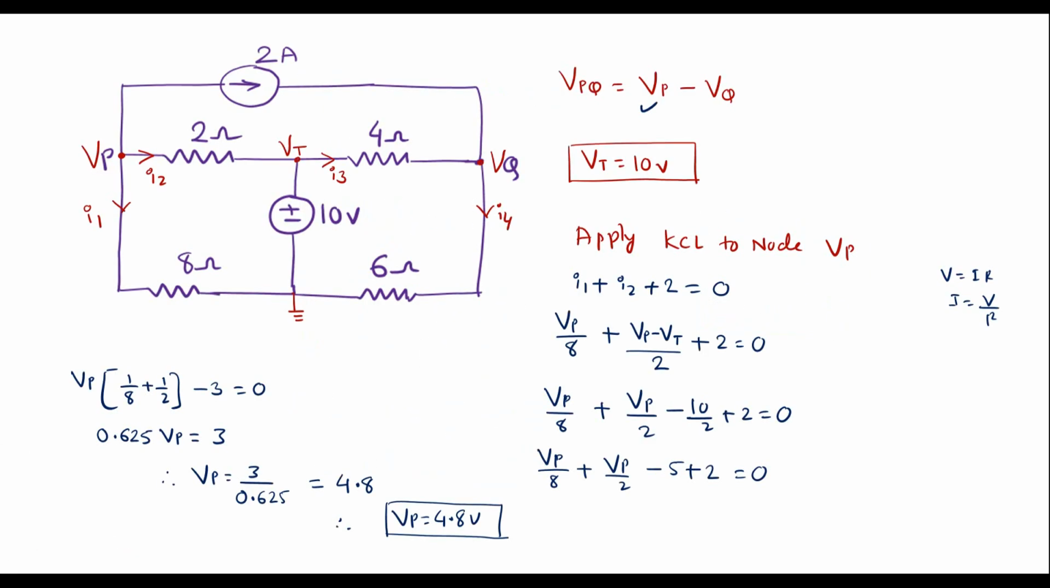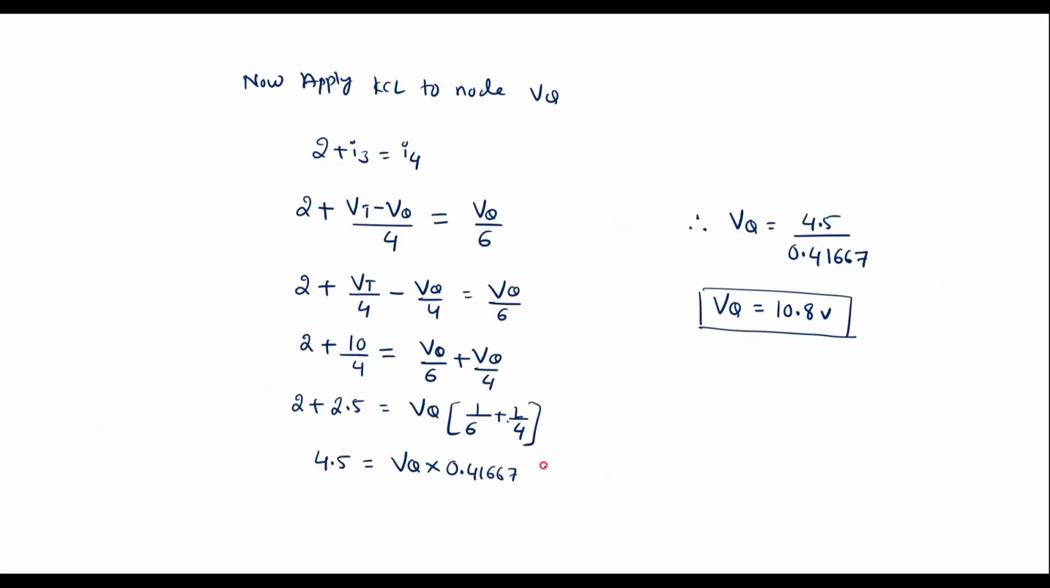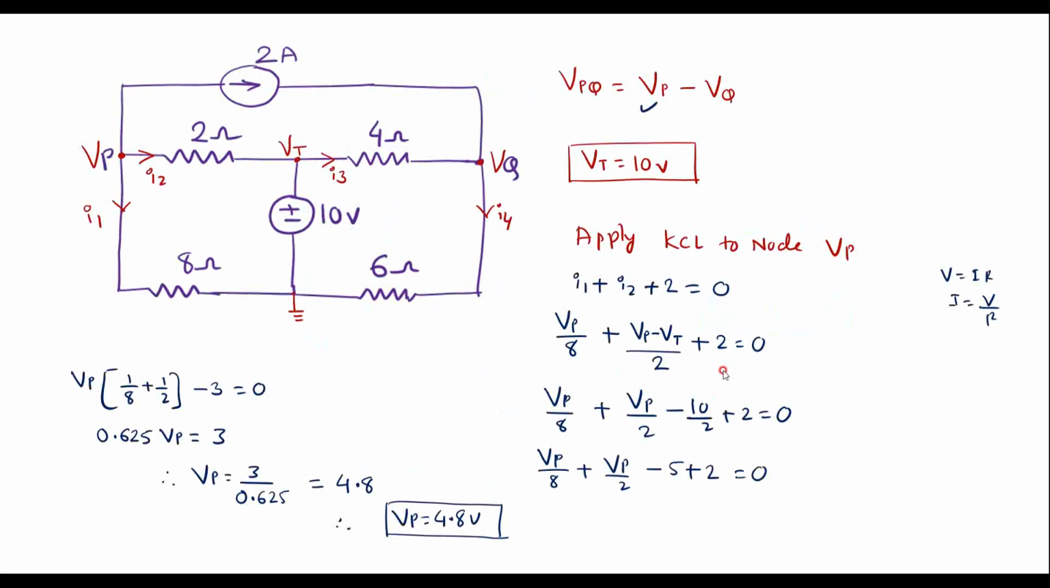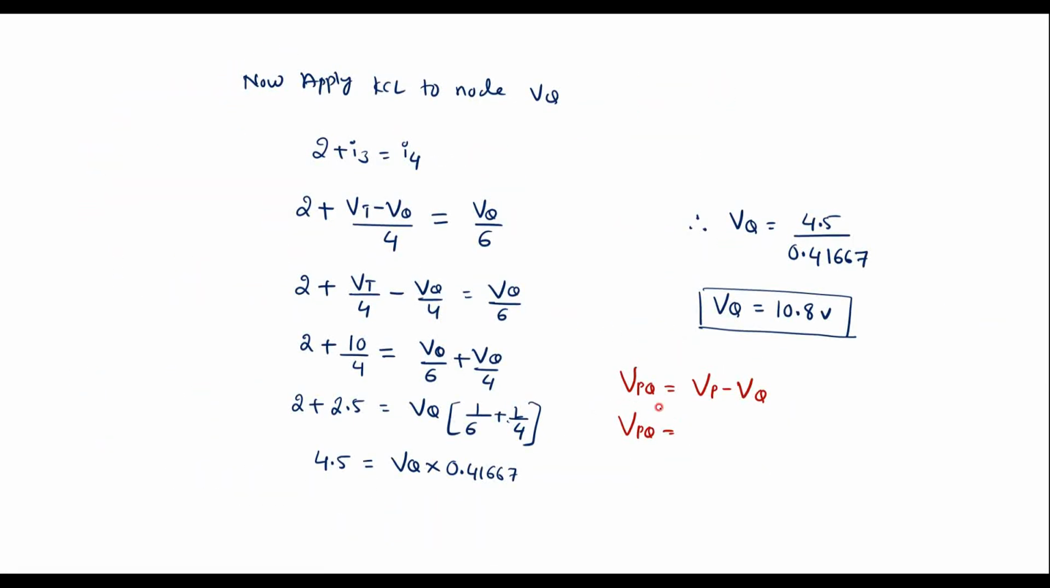So therefore now according to this formula, Vpq is equal to Vp minus Vq. That is, the potential difference between P and Q, Vpq, is equal to Vp minus Vq. Therefore we have Vpq is equal to, Vp is already found, that is 4.8, minus 10.8. Therefore Vpq is equal to minus 6 volt. This is the potential difference between node P and node Q, that is minus 6 volts.